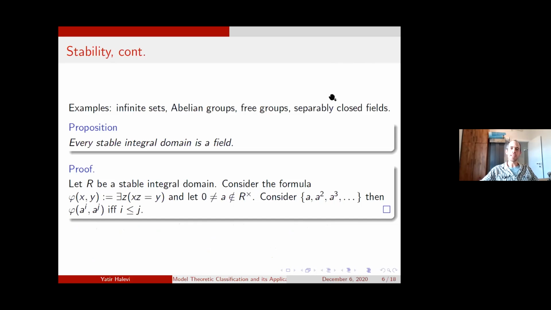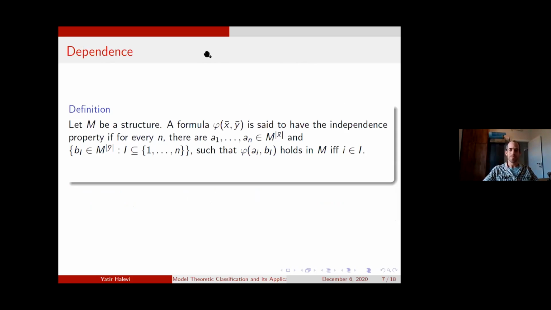So stability is one very important domain in classification theory, and it got a lot of attention up until the 70s, 80s, and model theorists used the machinery developed there to do a lot of things, and we'll give a little bit of examples later. But another complementary domain in classification theory is that of dependence, which I'll introduce here. And this will be the only two real definitions that I'll give.